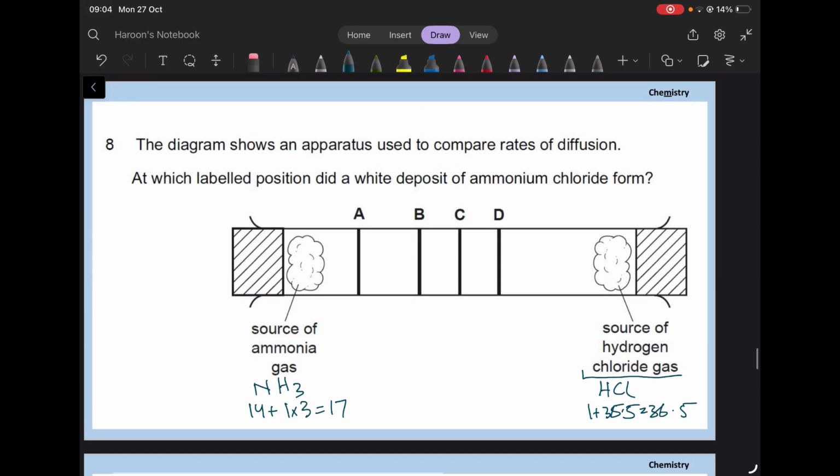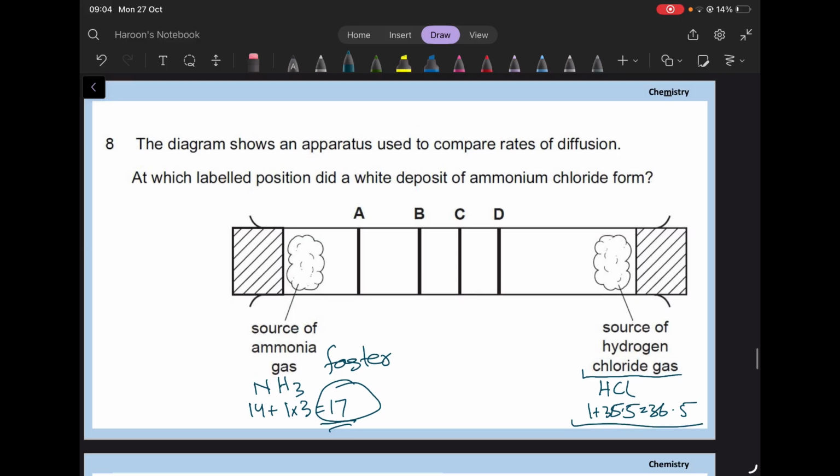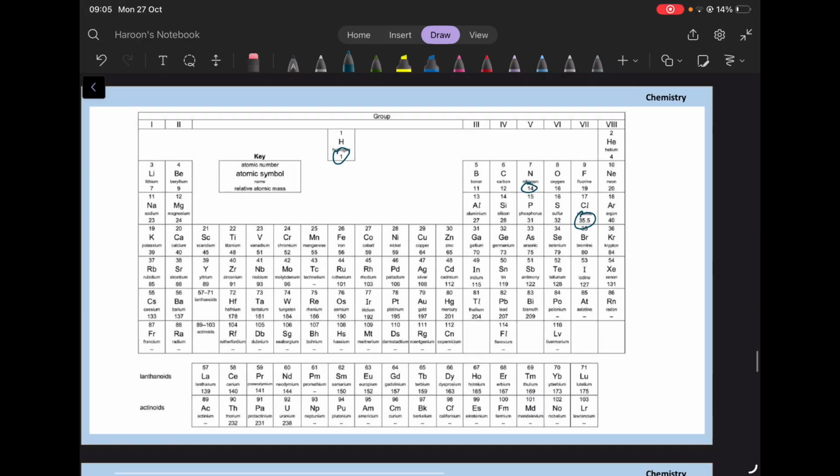Okay, now that we have figured the masses out, you can see this is smaller. That means this would be faster. This should cover greater distance. HCl is slower, so the reaction should take place closer to HCl, the gas which has more mass. So you can see D is closer to this end, so D has to be the answer. This ammonia travels further. C is more or less in the middle, and A and B are actually closer to ammonia. That would basically show that HCl is traveling faster. That is not the case. Ammonia should travel faster. D has to be the answer.